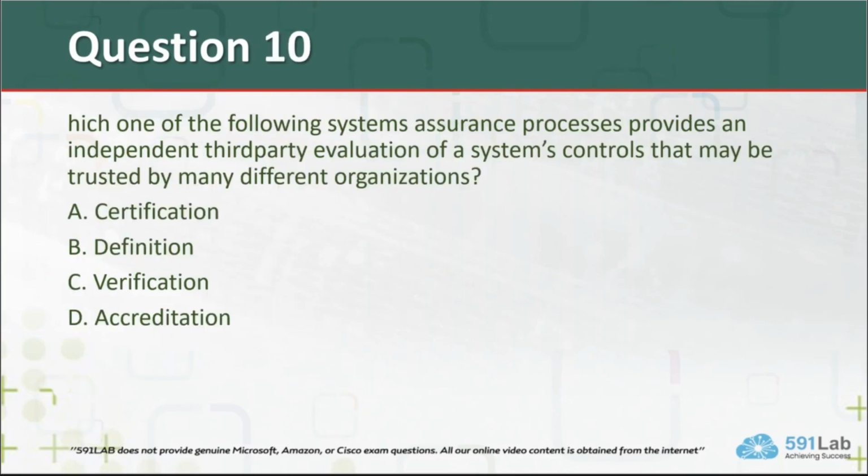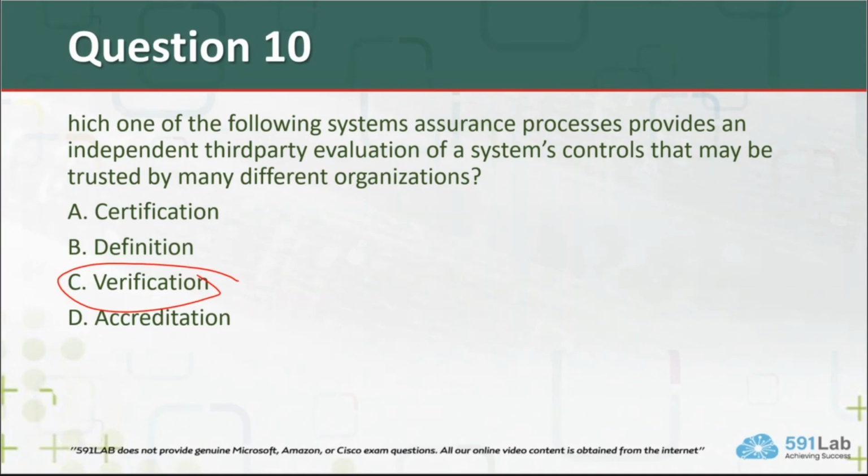Which one of the following system assurance processes provides an independent third-party evaluation of a system's controls that may be trusted by many different organizations? Is it a certification? Is it a definition? Is it verification? Or is it an accreditation? So the answer for this one is actually C, verification.